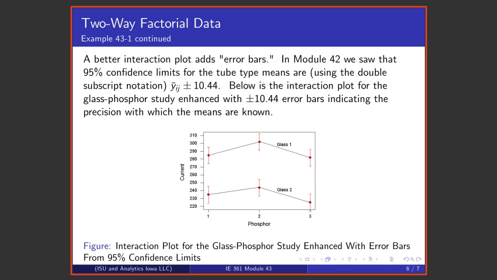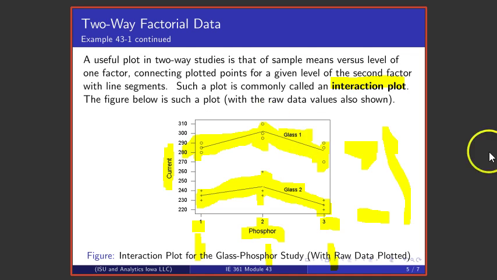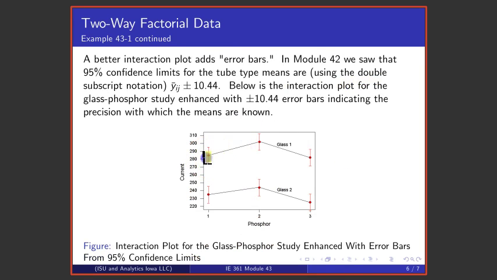A better interaction plot is made using not just plotting the data, but rather plotting the y bars with confidence limits set about them. So I've used here 95% confidence limits for the tube type means that were calculated in module 42. That means I've taken y bars and added plus or minus 10.44 microamp current error bars around them.